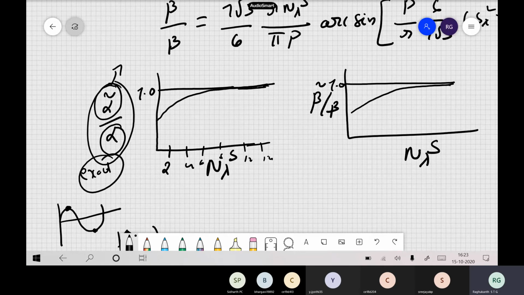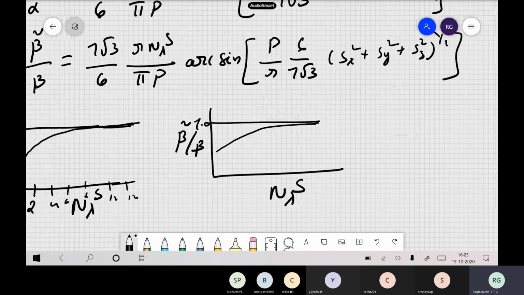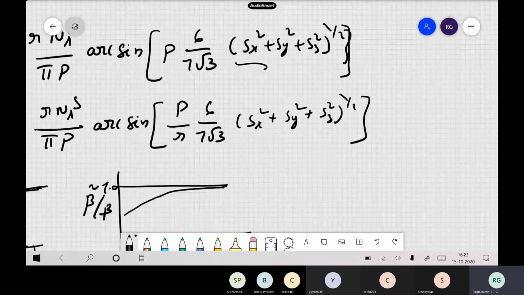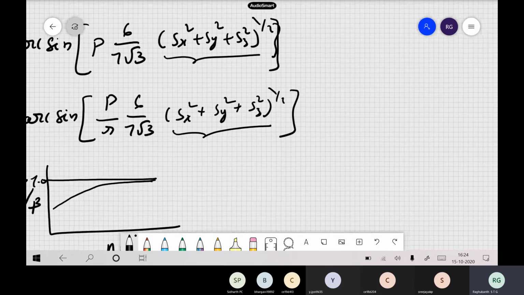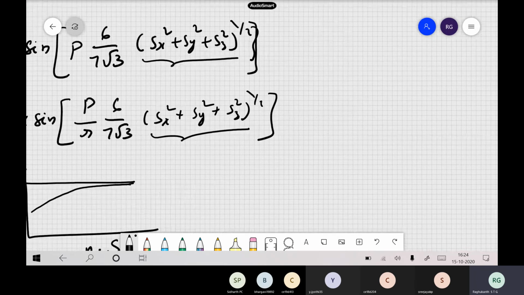But the only catch here is when you try to plot these curves, you have this sx, sy, sz. All three terms will be there. So sometimes, instead of talking in terms of x, y, and z, we try to plot in terms of angles also. So for example, this is my 3D.